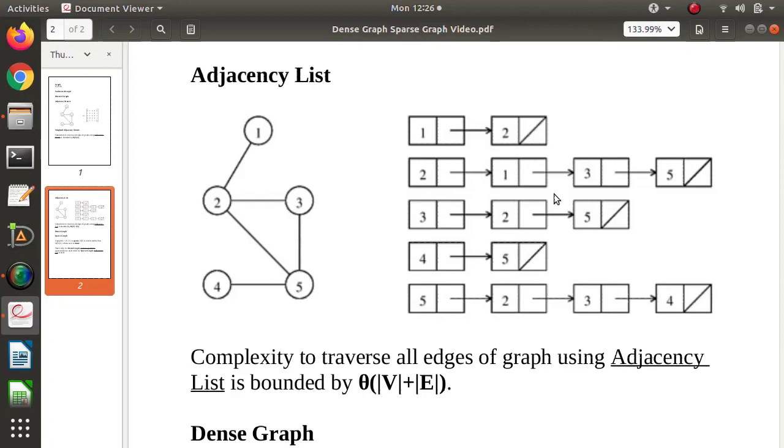So in this way we can parallelize the algorithm which works on the sparse graph, and the sparse graph is shown by the adjacency list.